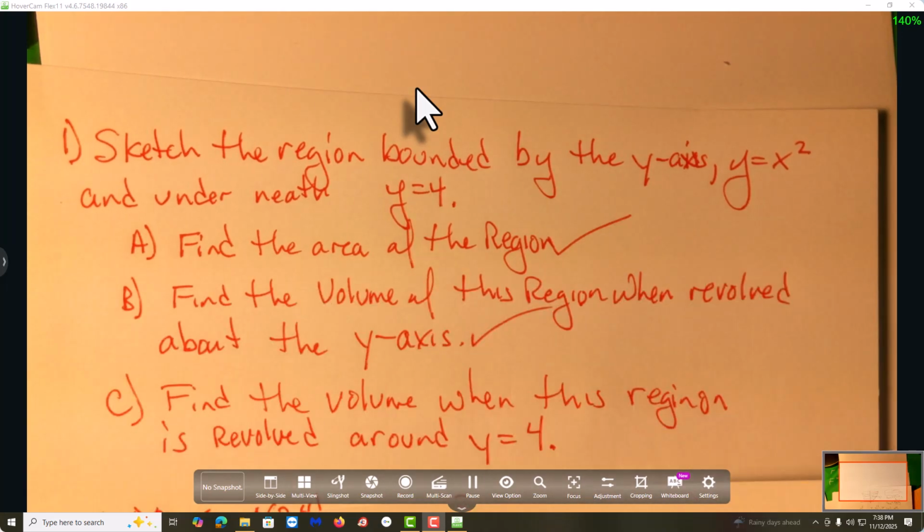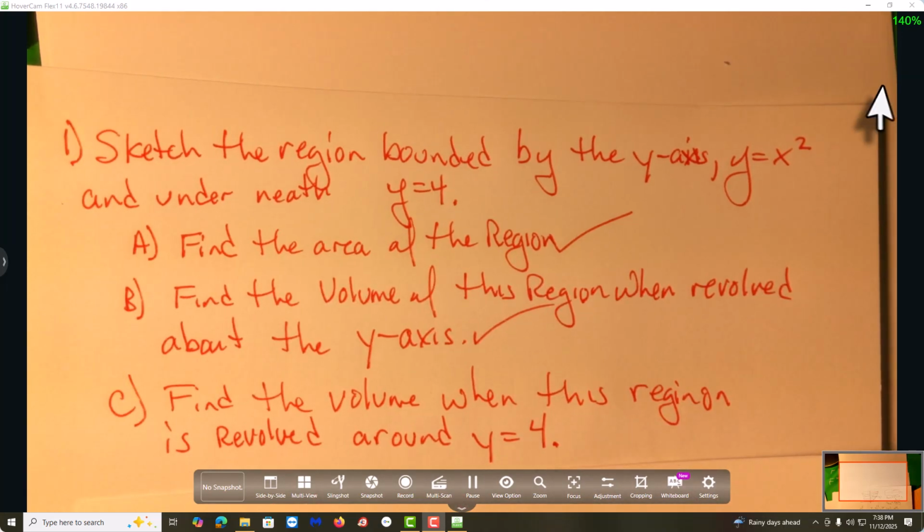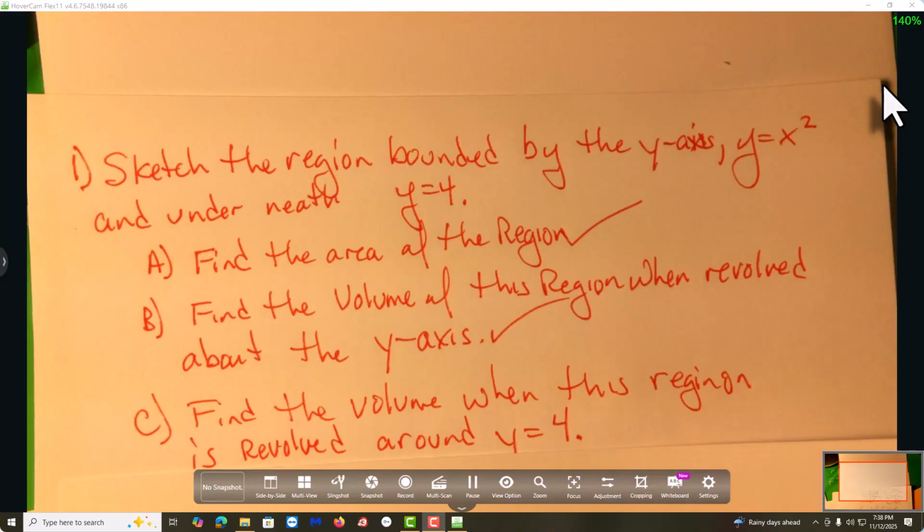All right, I'm going to have to do this one differently. I've redone this. This is the second time. I'm just going to have to rewrite everything.